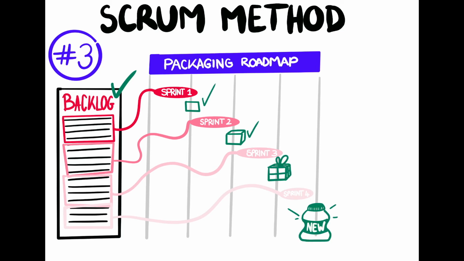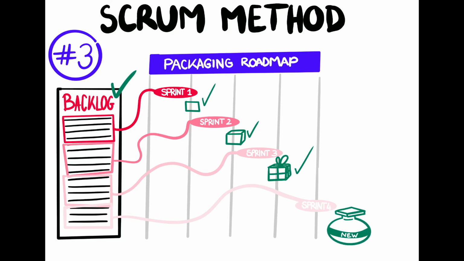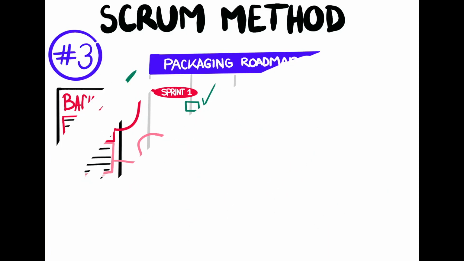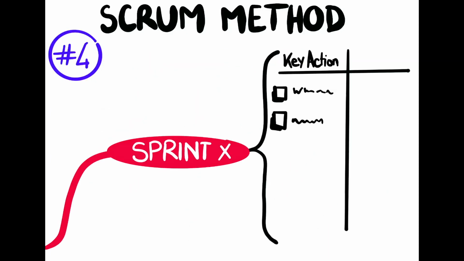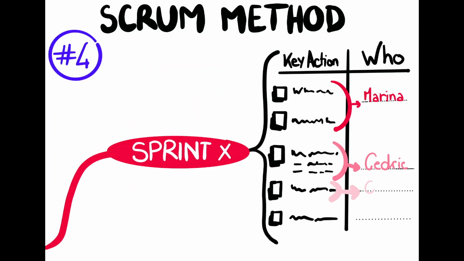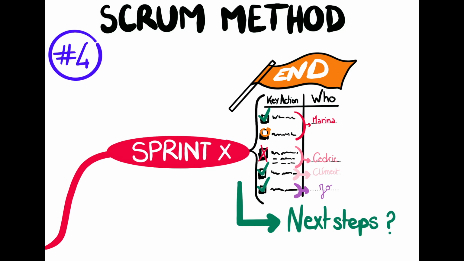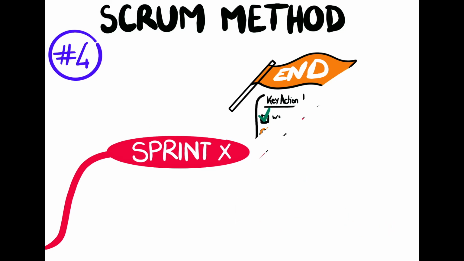The first vision of the roadmap is obviously evolutive, as we are in an iterative process. And from one sprint to another, you will iterate, change your mind, crash test your solution. For each sprint, you will have to identify the key actions and who does what. At the end of the sprint, take a step back and check what has to be done, what is still ongoing, what are the roadblocks.